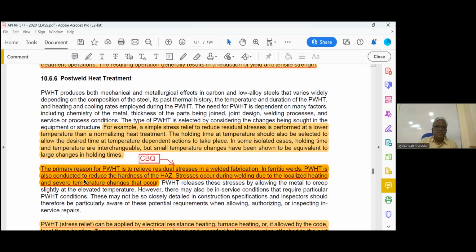Then highlight this one, PWHT. The primary reason, same page. Post-weld heat treatment relieves residual stresses of welded fabrication. PWHT is also conducted to reduce the hardness of the weld. Stresses occur during welding due to localized heating and temperature changes. That is closed book question.